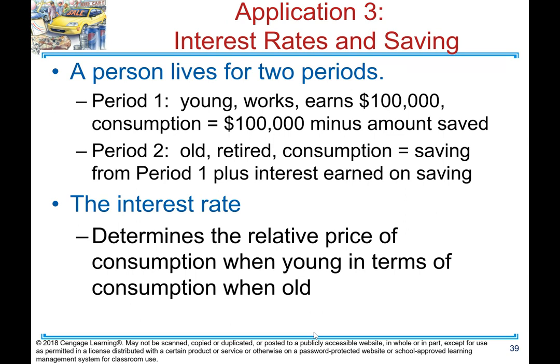Application 3, interest and saving. A person lives for two periods. Period 1 is young and works and earns $100,000 a year, and consumption is $100,000 a year minus whatever he saves. Period 2, old, retired, consumption is equal to saving from period 1 plus interest earned on saving. The interest rate determines the relative price of consumption when young in terms of consumption when old.